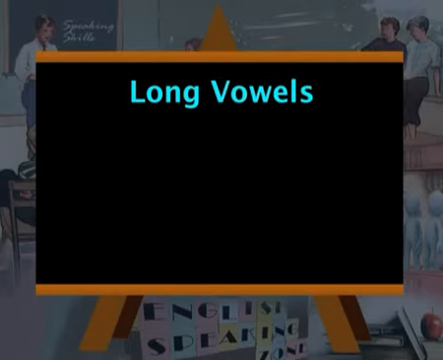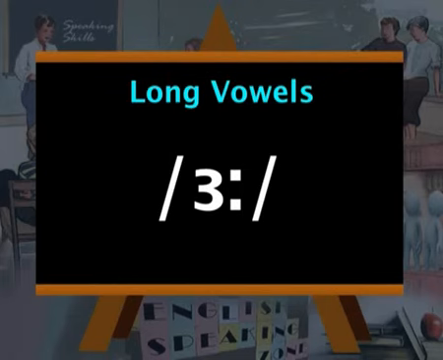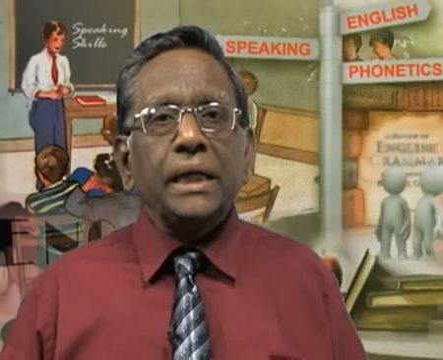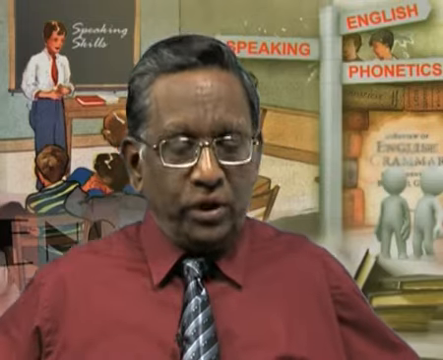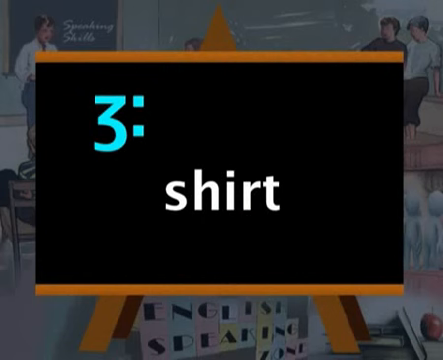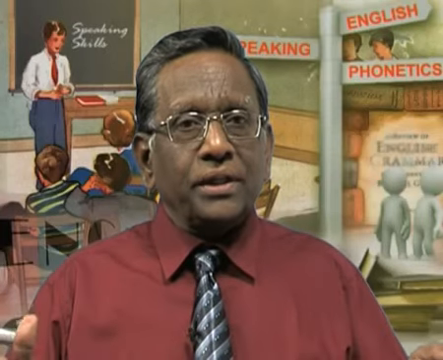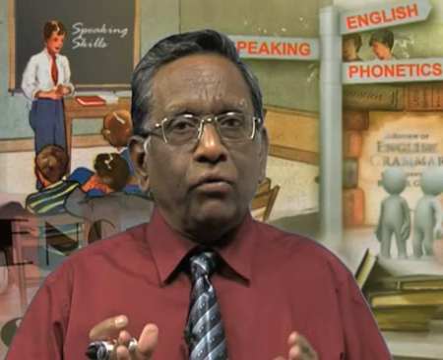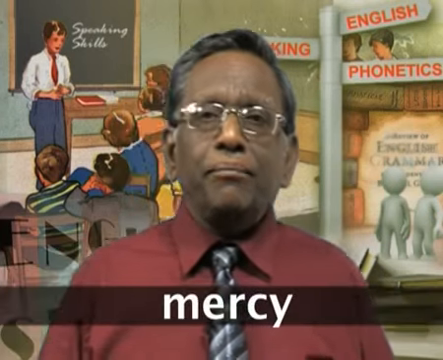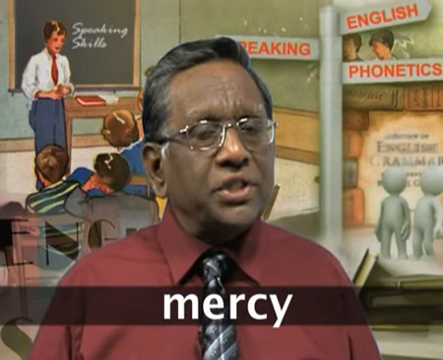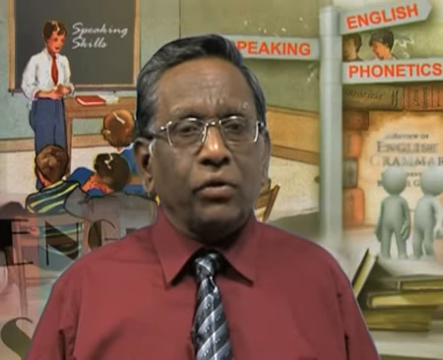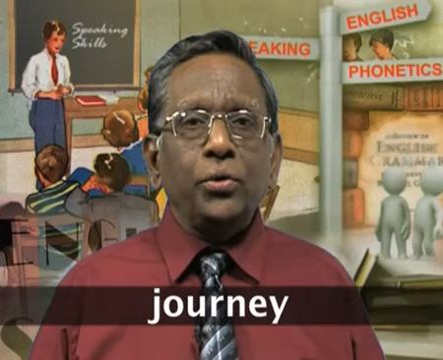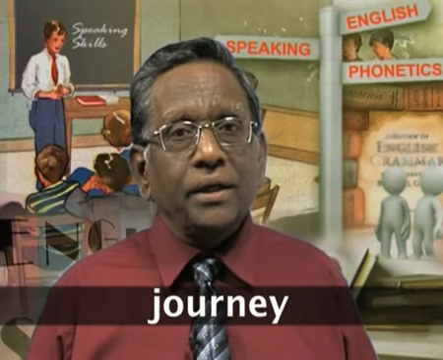And then we have another vowel which is known as a central vowel. This is as we have in a word like shirt, shirt, shirt. If you remove the consonants, you are left with the vowel. Shirt, mercy, M-E-R-C-Y, mercy, that's the vowel. Journey, J-O-U-R-N-E-Y, journey, and so on.